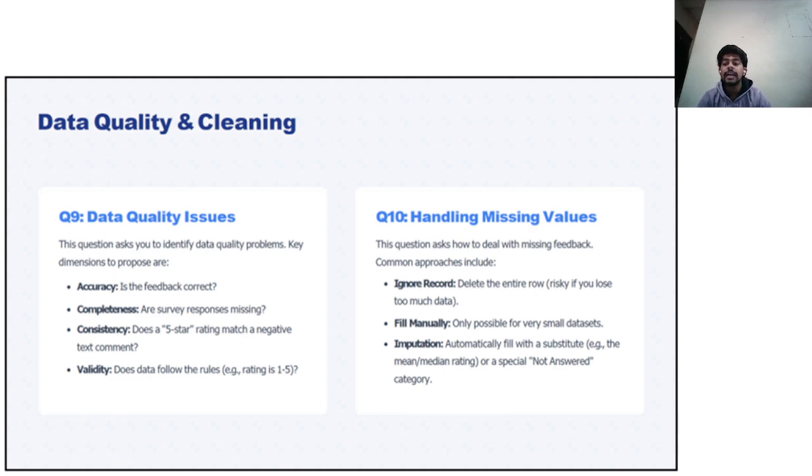This leads us directly into question 10: handling missing values. When we encounter a blank spot, we have a few options. We can ignore or remove the record entirely, which is fast but risks losing valuable information. For large data sets, the most common and robust approach is imputation. This means we substitute the missing value with a calculated estimate, such as the mean or median of all other ratings for that question. This maintains our data set size while introducing the least bias.